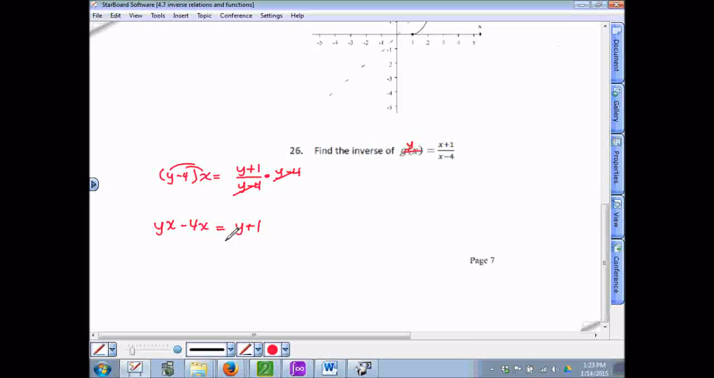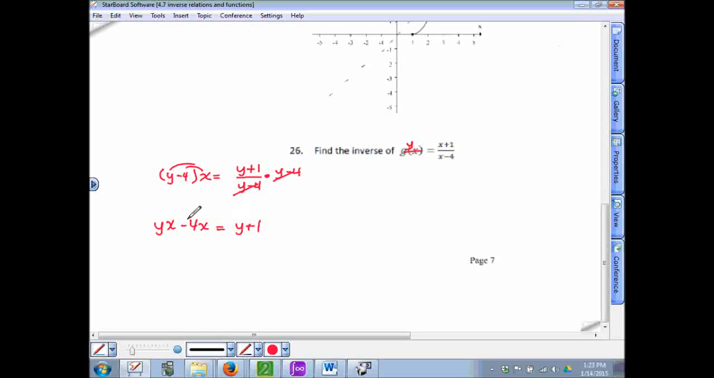Now you want to collect all the y's on the same side. So I'm going to move this y over here by subtracting it. And then I want to get rid of this negative 4x. I'm going to add that over here. So the y has to come over here, the negative 4x has to switch spots by either adding or subtracting. So this is going to become yx minus y. And then we're going to add this 4x over this side, so that's positive 4x plus 1.